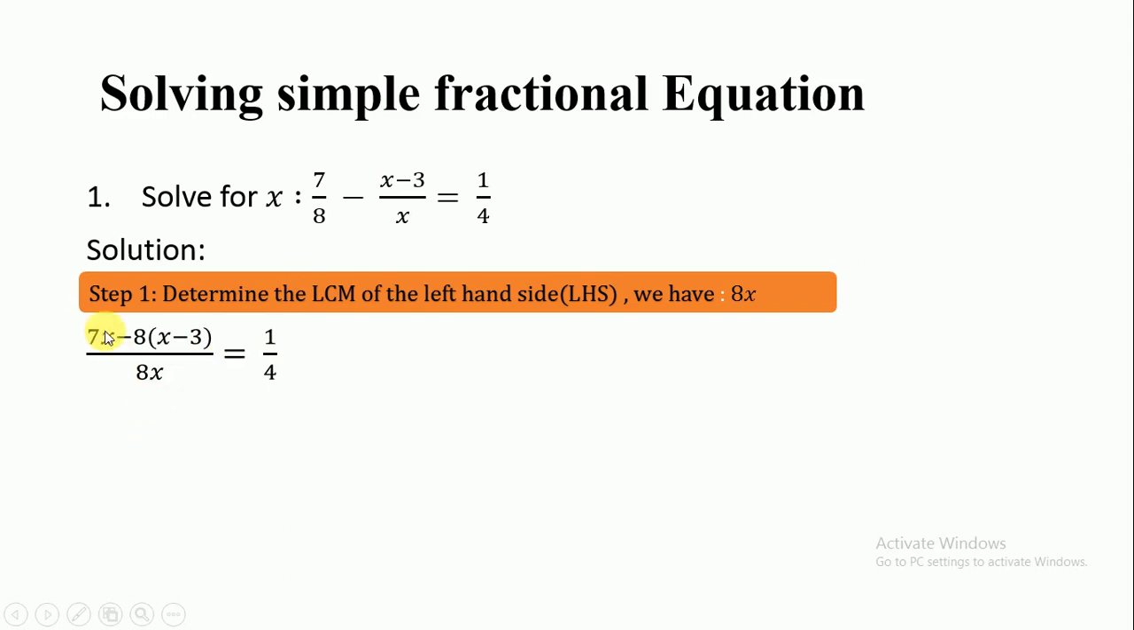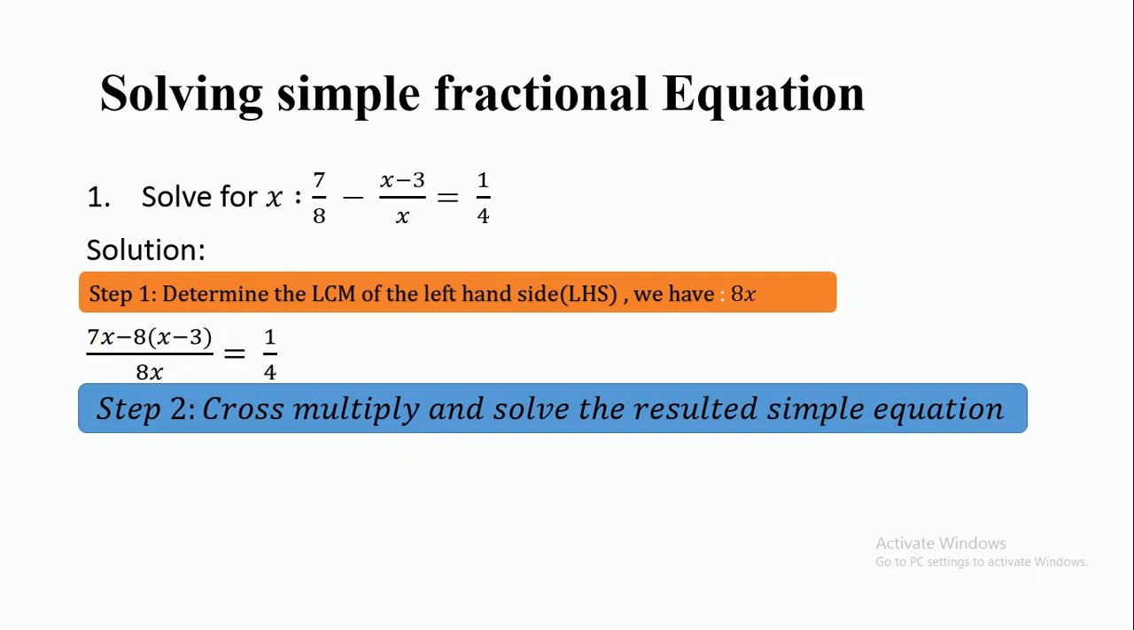After you have done this, what is the next step? The next step is to cross multiply and solve the resulting simple equation. When you cross multiply, 4 multiplies everything in the numerator on the left hand side, and 8x multiplies everything in the numerator on the right hand side. This gives you 4 open brackets, 7x minus 8 open bracket x minus 3 close the brackets, equals 8x times 1.